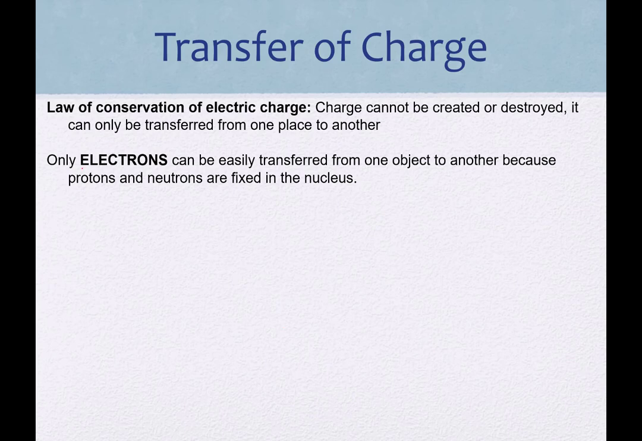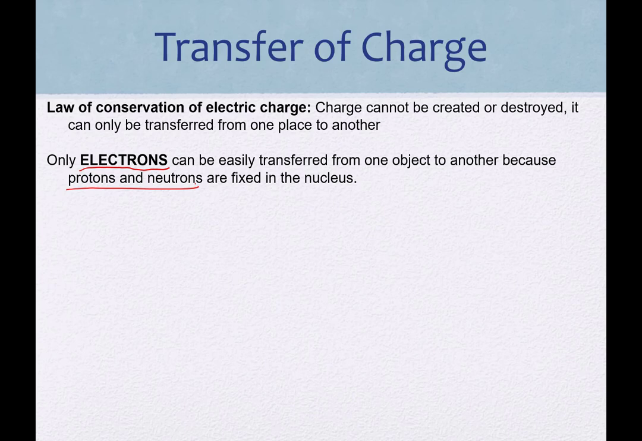Also, in our everyday lives, it's only the electrons that can easily be transferred from one object to another. It's because the protons and neutrons are fixed to each other in the nucleus, and they're very massive, so they aren't free to move. While electrons are very light, they're very far away from the nucleus, they're not fixed, they're free to move. So it's the negative charge that flows from one place to another.